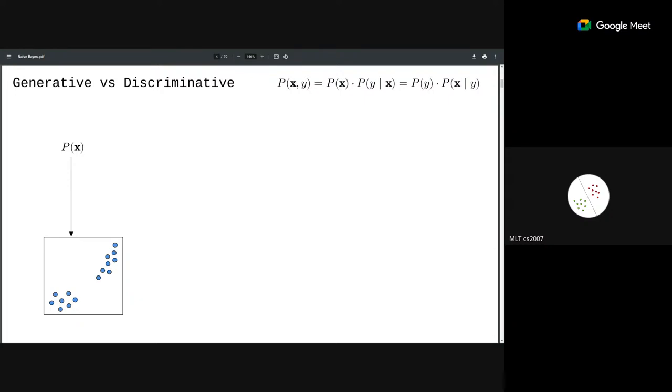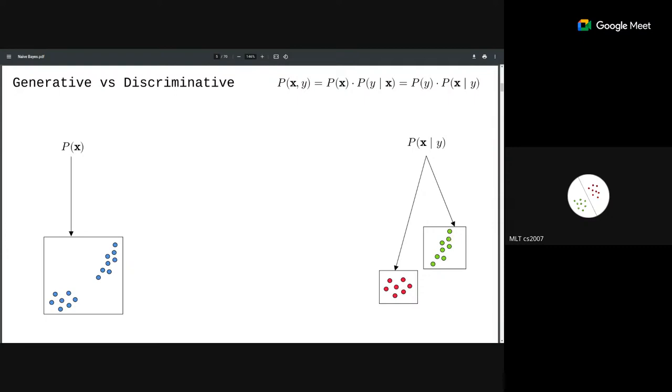So this is, in some sense, a visual understanding of what P of x is. For each point in the space, there is some probability associated with it. Okay, so this is P of x. P of x given y will look something like this. So now you are given what the label is. You're given that these are the red data points and these are the green data points. So these belong to class 0, this is class 1.